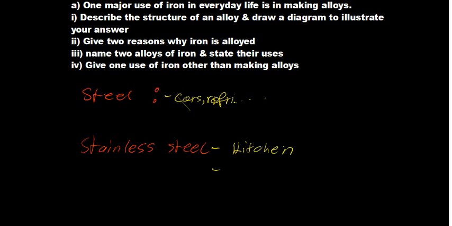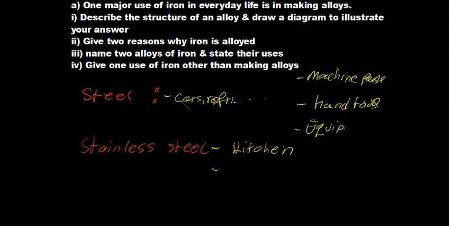Okay, so the fourth question reads, give one use of iron other than making alloys. So apart from making alloys, what other use of iron can we name? Of course, it can be machine parts, hand tools, equipment. So let me just list them. I'm talking about machine parts, hand tools. We are familiar with this. Hand tools or any other equipment, and so on and so forth. Okay, so that's how we go about answering that question that we had on metals.